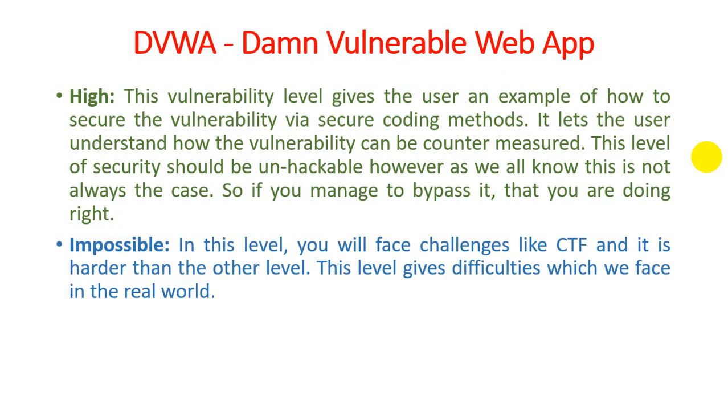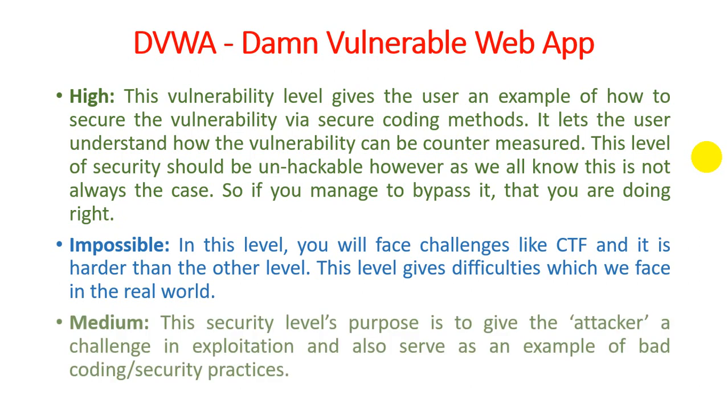Next one is known as impossible. In this level you will face challenges like a CTF. As we previously discussed, this level gives a difficulty which we face in the real world. Next one is medium. The purpose of this security level is to give the attacker a challenge for exploration and also to serve as an example of bad coding or security practices.